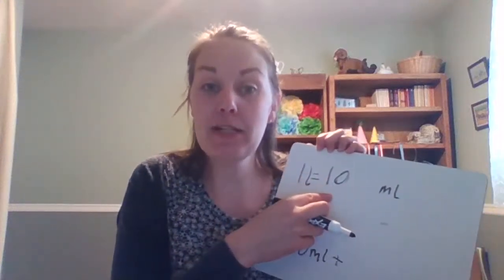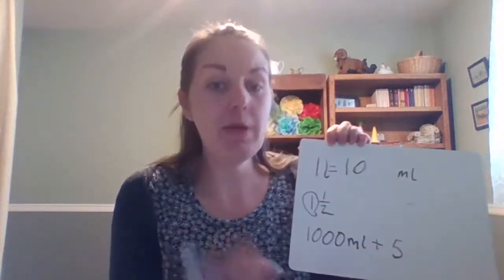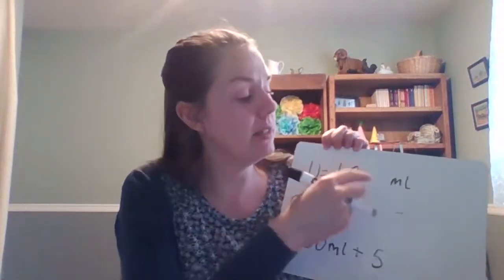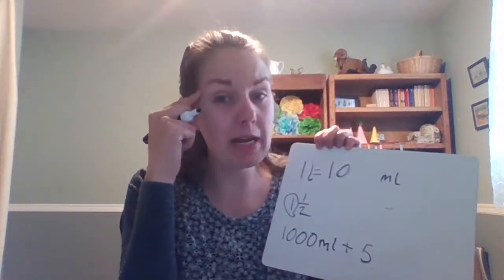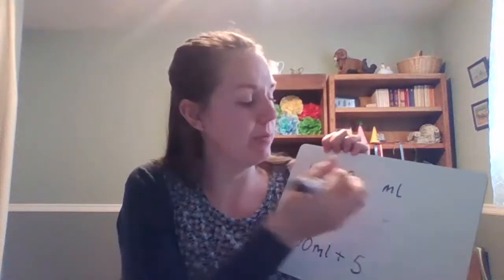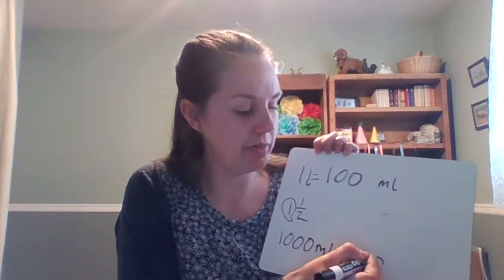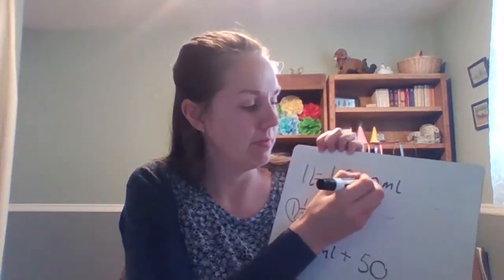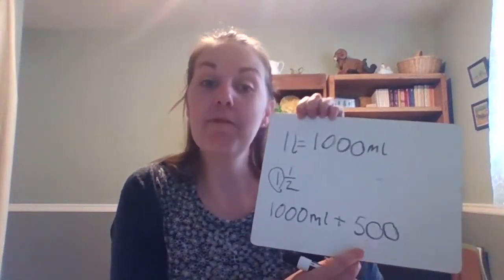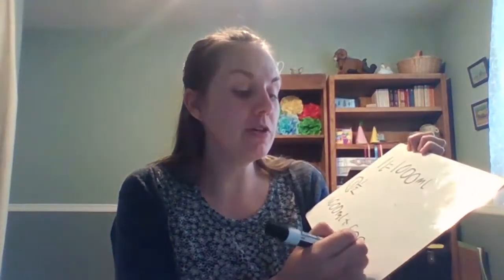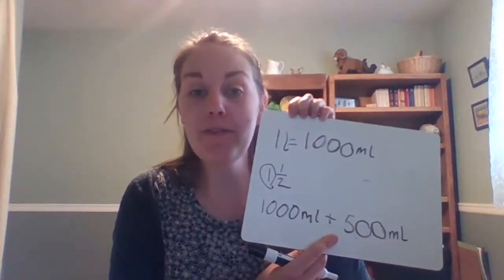So 10 divided by 2 would equal 5. So I'm going to go ahead and write down my 5. But then remember, I said, let's not totally erase those zeros. We're going to keep them in our brain and remember, oh, right, there's those 2 zeros. So I'm going to add on my 2 zeros. And every time I add on a 0, I'm going to add 1 down here too. So that's 1 and 2. So 1/2 of 1,000 would be 500. So the first bottle is going to be 1,000 plus 500 milliliters.